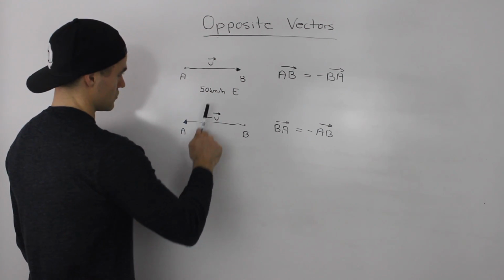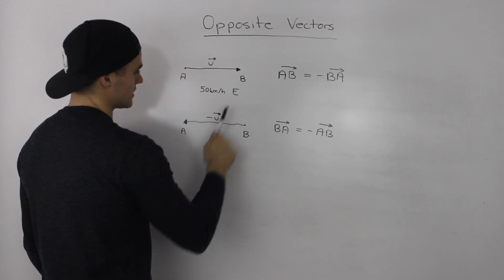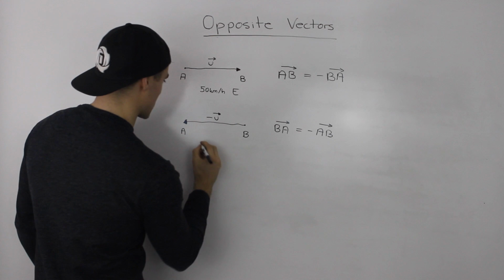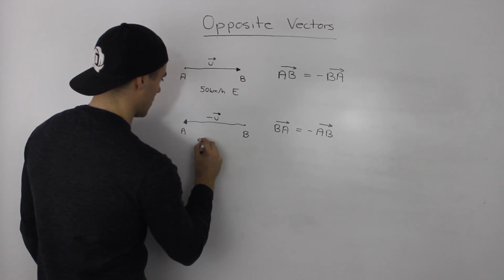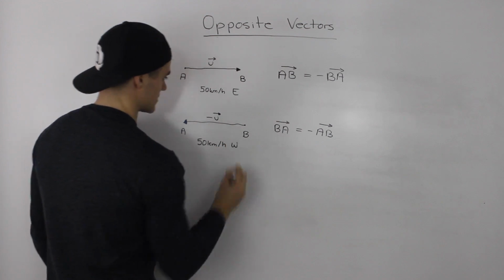So, taking this real life example that we had for this vector, 50 kilometers per hour east, what would this vector represent? Well, this vector would represent 50 kilometers per hour west.